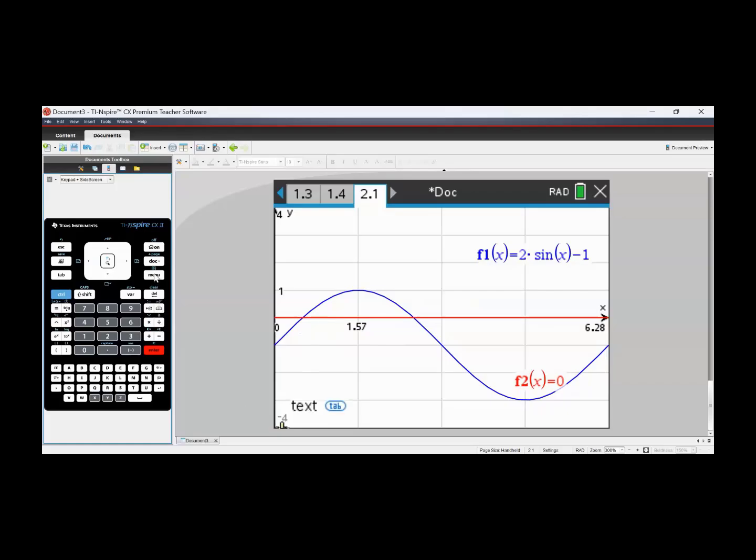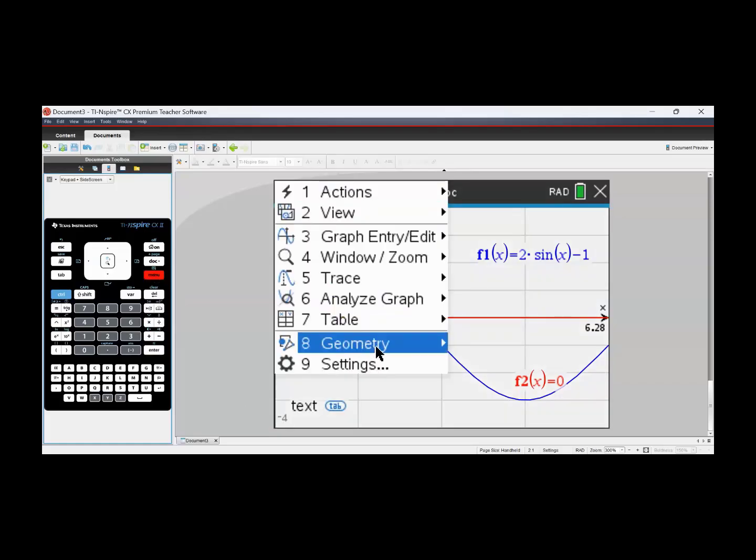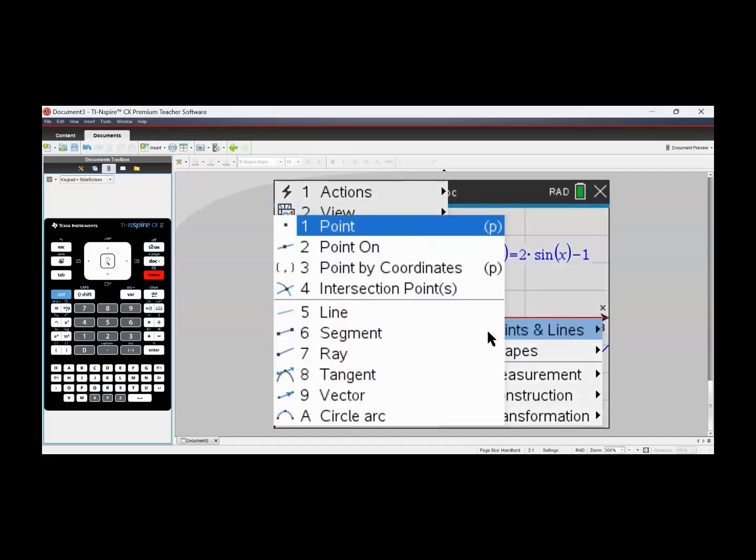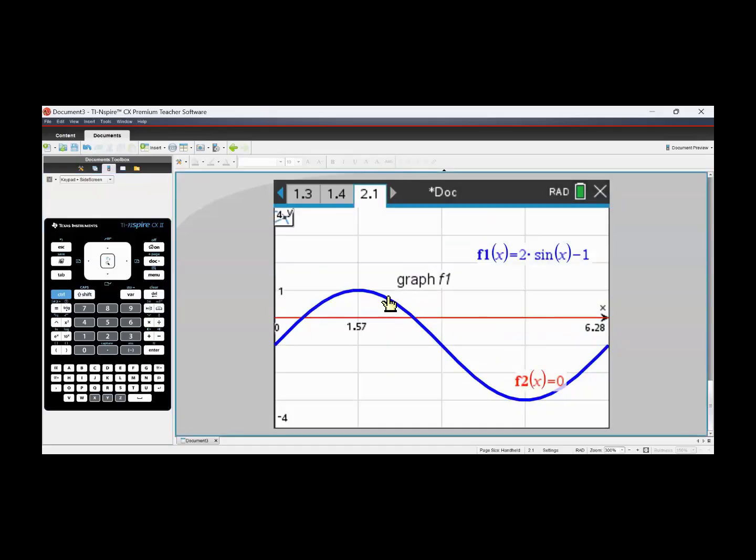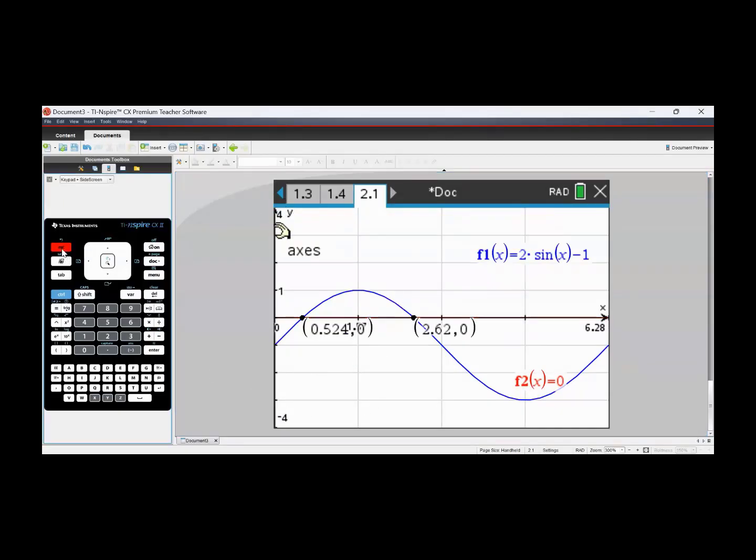So since I have to find 2, I'm going to go to Menu, Geometry, Points and Lines, and Intersection Points. Click on the sine curve, click on the line. Notice we've got our 2 points. We have to escape out of that. Okay, so I've got my 2 points here.